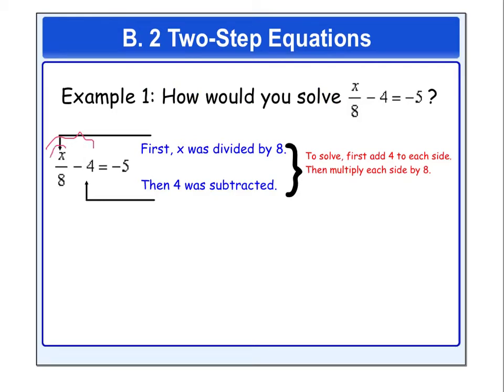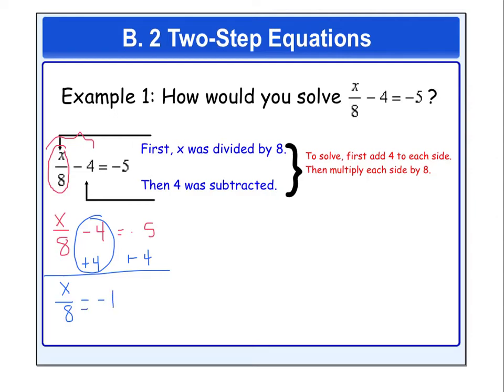Now, if x is connected to something directly, that means it's closest to that number. So you first see that the minus 4 is farthest away. We take our original problem and add 4 to both sides to get rid of what's farthest away. So we're left with x over 8 equals negative 5 plus 4 equals negative 1. Now we still have divided by 8 connected to our x, so we're going to multiply both sides by 8, remembering that these two cancel off, and we're left with x equals negative 8.